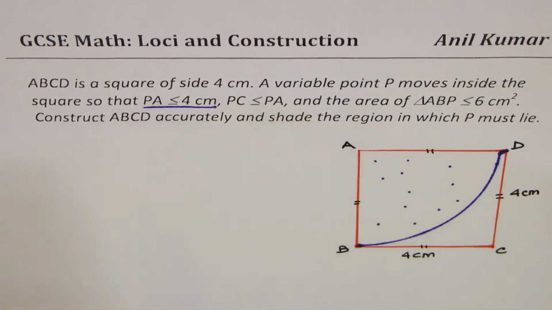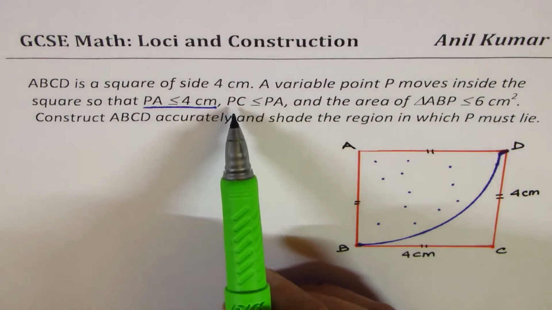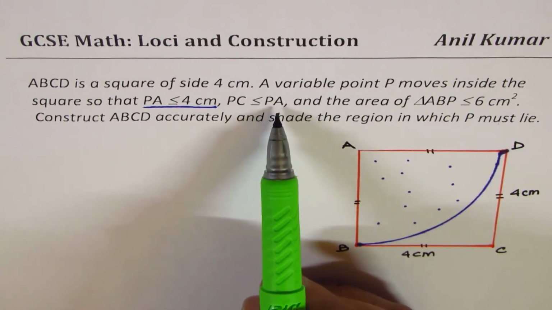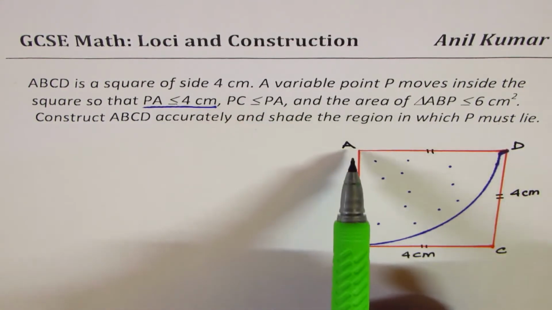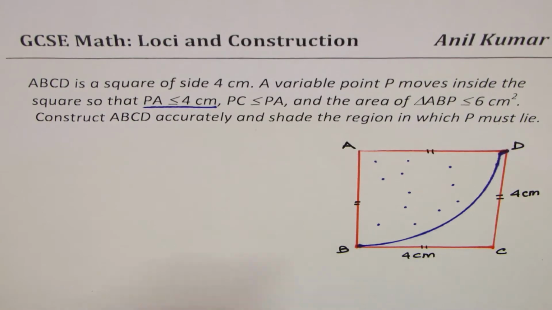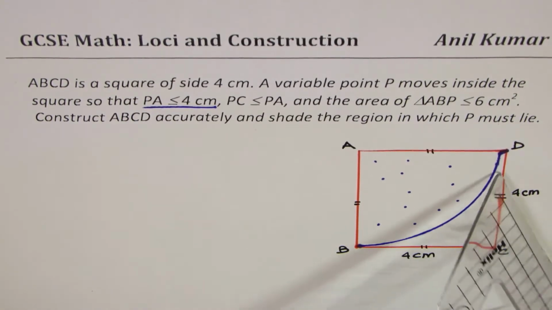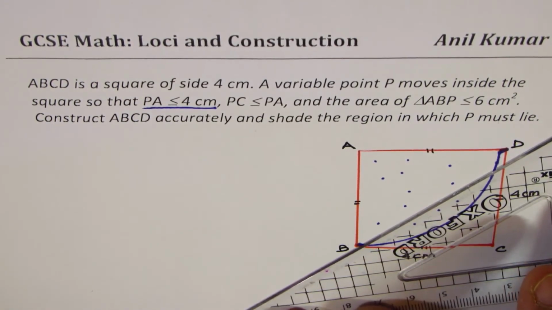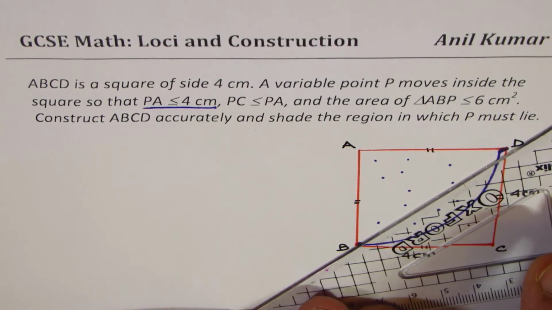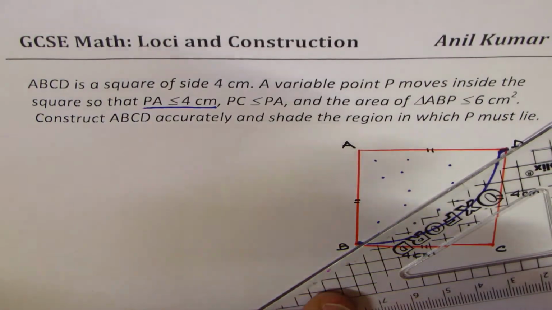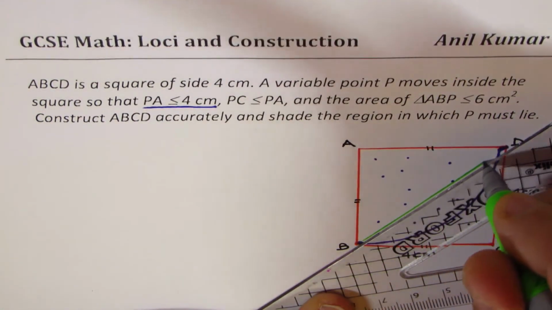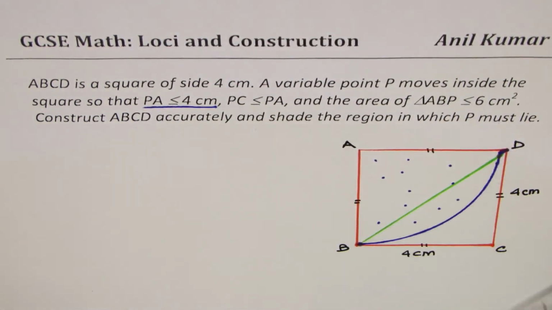Okay. The second condition given to us here is that PC is less than equals to PA. That means the point is away from A, closer to C, right? So this we could get by joining the diagonal. So let me join the diagonal now. Okay, so the accuracy is not there, but I hope you understand the method. Okay, so this is the diagonal.